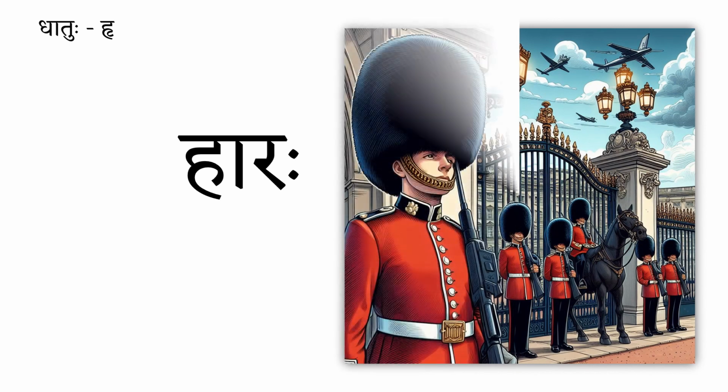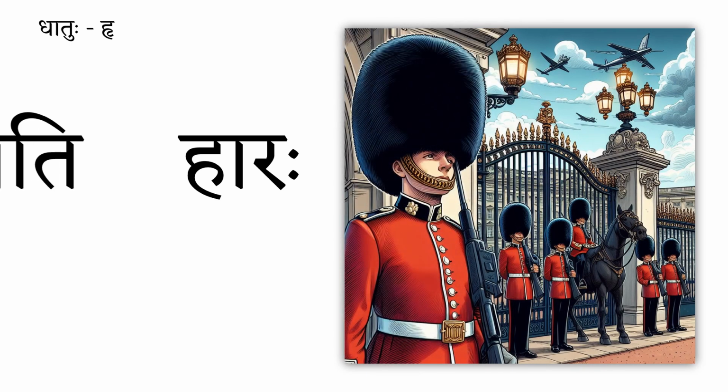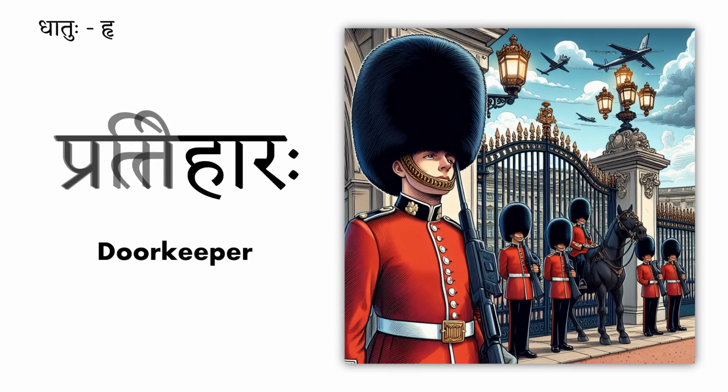The next upasarga is prati. When added to haraha, it becomes pratiharaha, but there is also a form pratIharaha. Again, not with all the words does prati change to dirgha prati, but in this case, this alternate form is available, called pratIharaha, which means doorkeeper or a guard at the door.